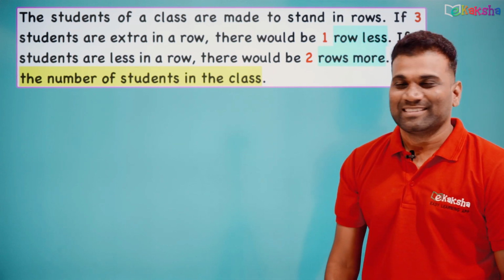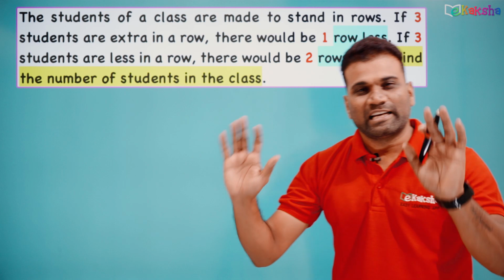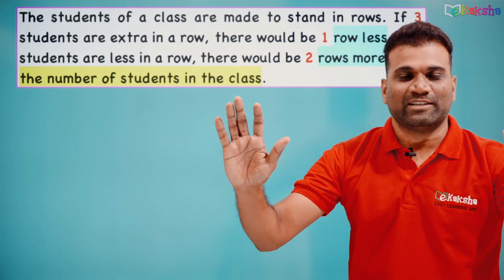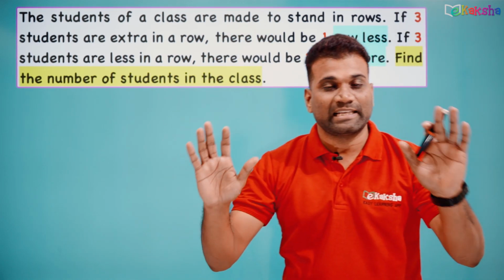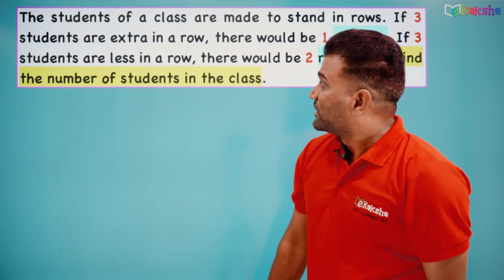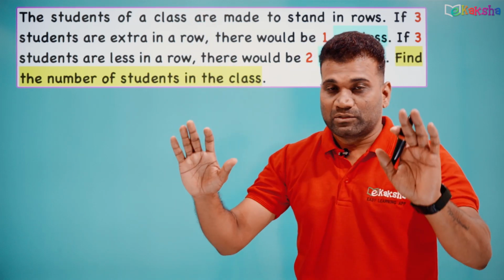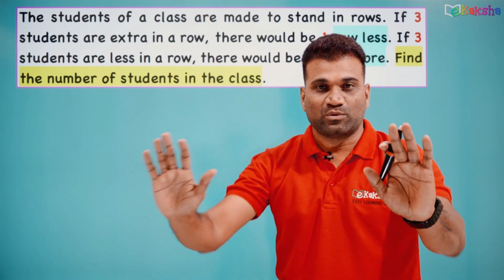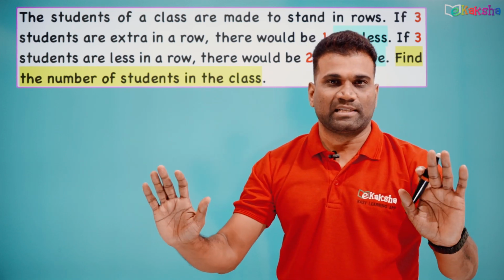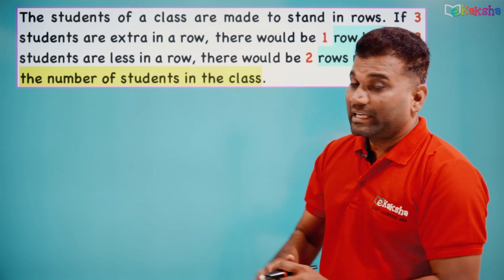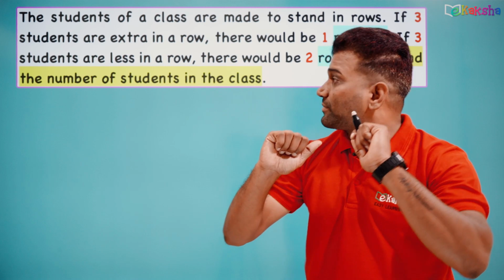Got it? So there is a class. Let us assume this is your class only. This problem is entirely related to your class. Right now we are not revealing how many students are there. So some number of students are there, right? And you are made to stand.